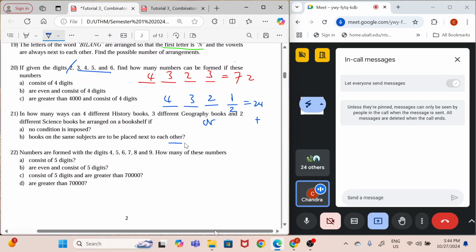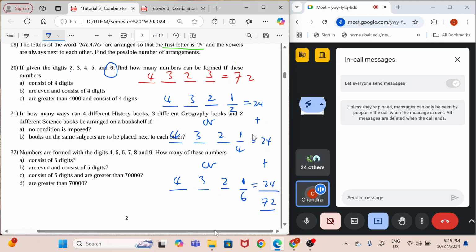Or means plus. Now let's say 2 is not in the last digit. 4 goes inside here. How many options? 1. Left is how many numbers? 4. Again 24. Or means plus. Any other even number there? 6. Let's say 6 takes the last place. How many options? 1. Left is how many? 4, 3, 2. If you do this, you get 72 also. So either you can follow the blue or follow the red. Either one. One of the methods is okay.